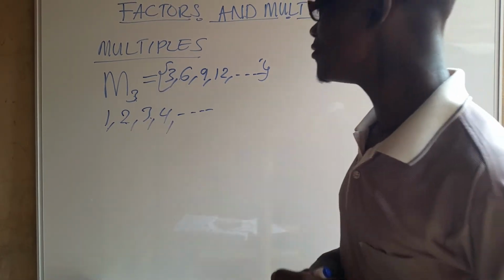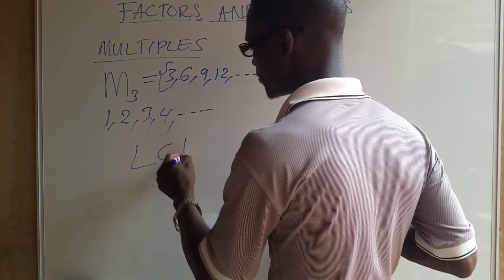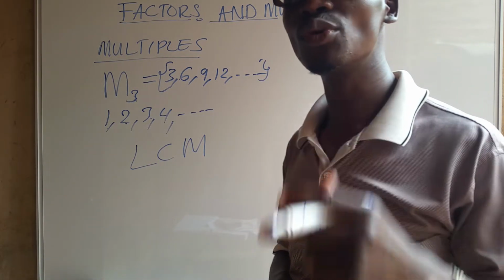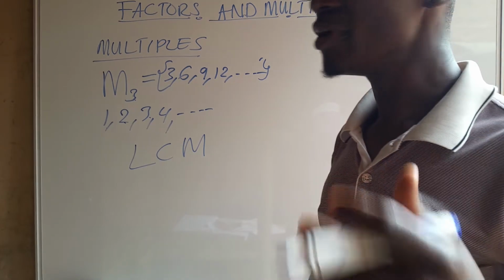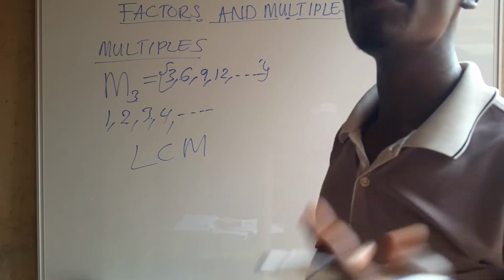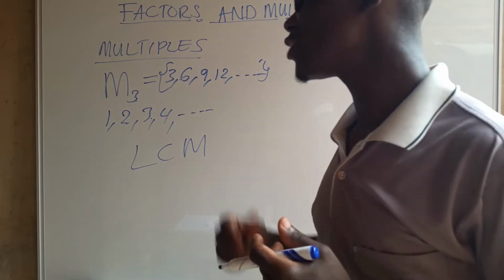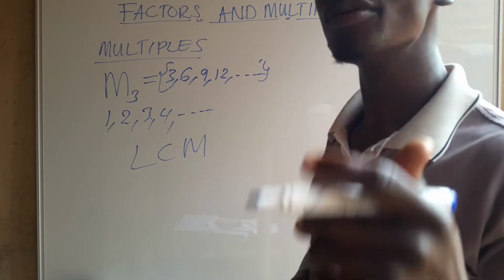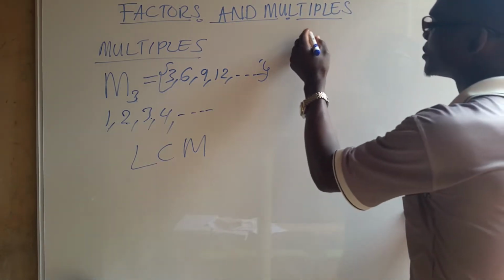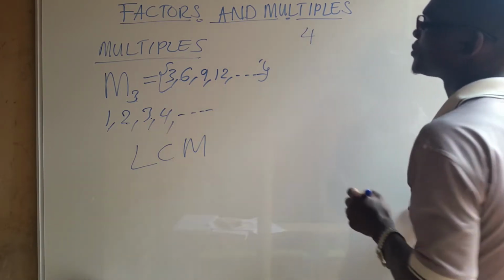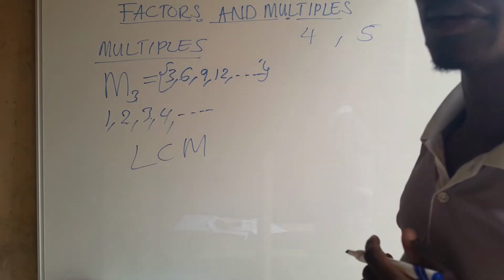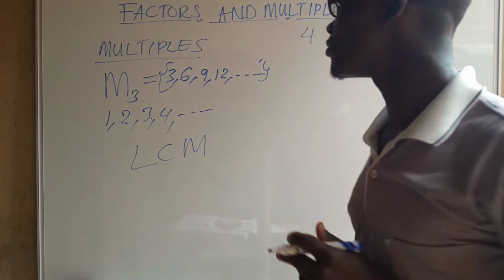Then we have what we call LCM, the lowest common multiple of 2 or more numbers. We might be given 2 or 3 or even more numbers, and we are requested to find the lowest common multiple. For instance, we have 4 and 5. They want us to find the lowest common multiple of 4 and 5.